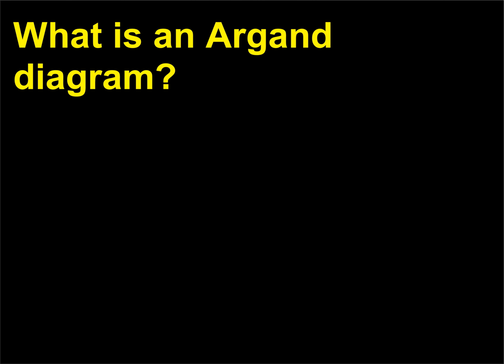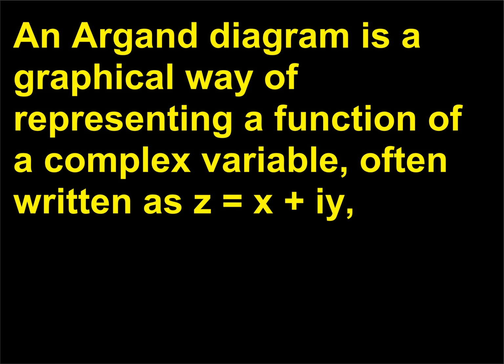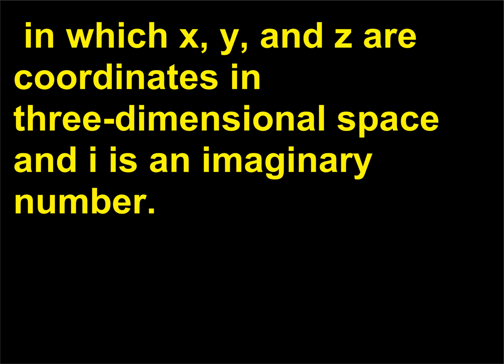What is an Argand diagram? An Argand diagram is a graphical way of representing a function of a complex variable, often written as z equals x plus iy, in which x and y are coordinates in the plane and i is an imaginary number.